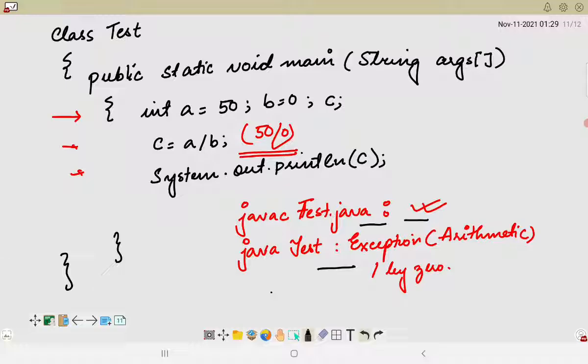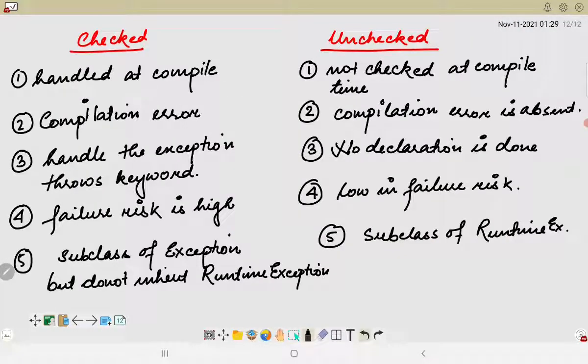Now, talking about the difference between checked and unchecked exception. The first point, we have already seen that it is handled at compile time, because for the checked exception, the compiler already has some idea about the different types of exceptions that might occur during the execution of a program. Accordingly it checks whether we have reported all types of exceptions which might occur, or handled those exceptions within our program so that the normal flow is not interrupted.